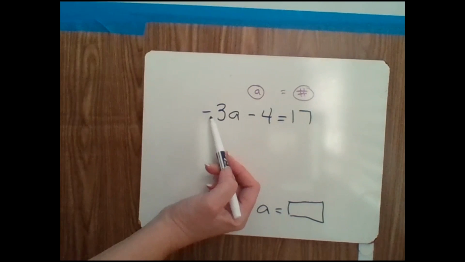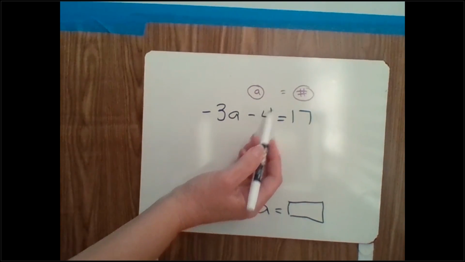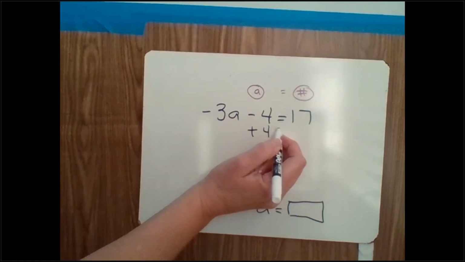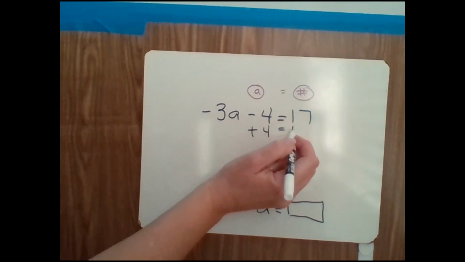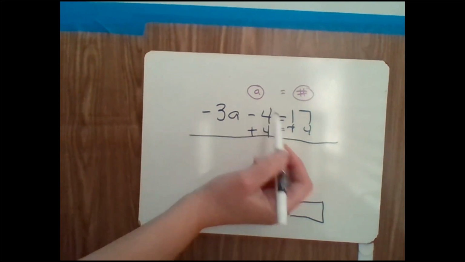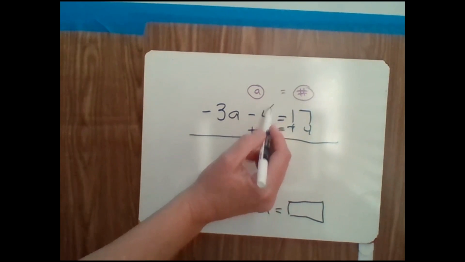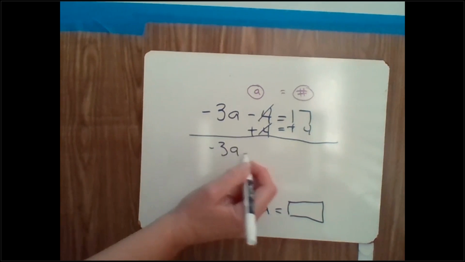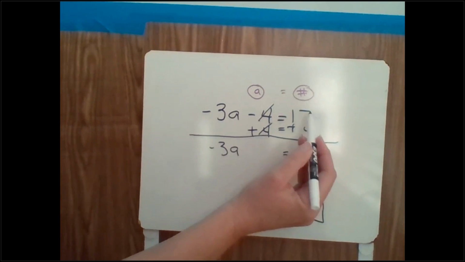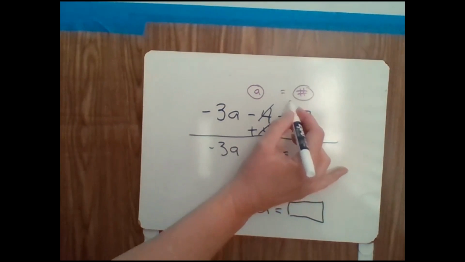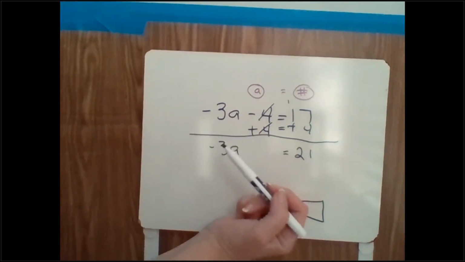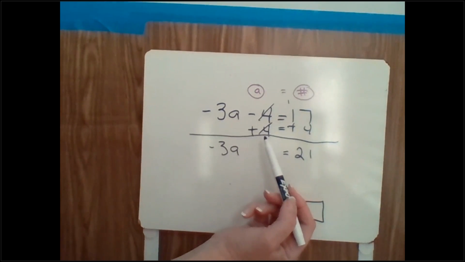So I'm going to start with negative 3a. Well, that's on the side where I want my a's. So minus 4, that's a number that needs to move. The opposite of minus 4 would be plus 4. I can do anything I want so long as I do the exact same action to both sides. So I need to add plus 4 to both sides. Minus 4 plus 4, that's going to cancel. I still have my negative 3a on the left equal 17 plus 4 is 21. Negative 3a equals 21. I always want to undo all of my addition and subtraction first.